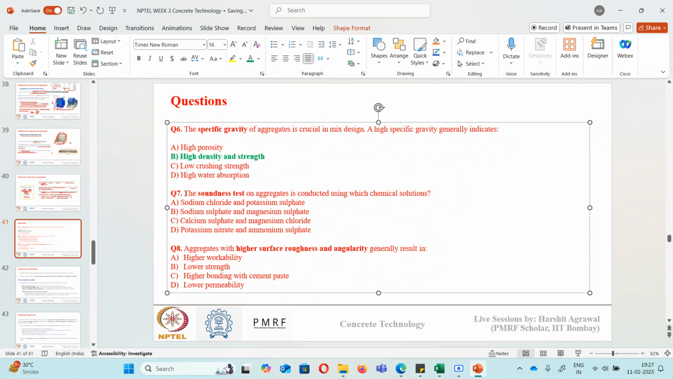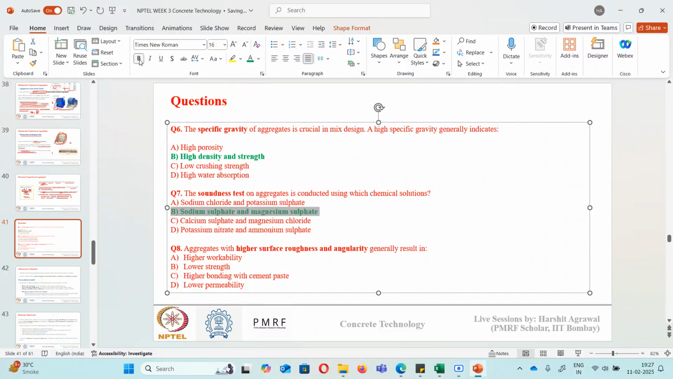Then soundness test of aggregate is conducted using which chemical solution? I think you had this discussion in the live session. So I have directly taken from that so that I can just quickly discuss that part. The chemicals that are used to conduct soundness test are sodium sulfate and magnesium sulfate. So this is the answer for this question.